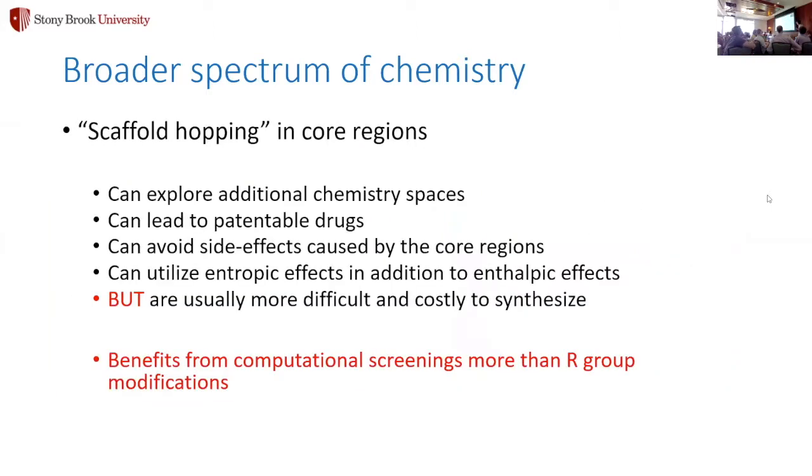Actually, scaffold hopping can do a lot of things and is very important in drug design. It allows more chemistry space, a patentable drug, and avoiding side effects. And one more thing I like is that it allows people to utilize entropy in addition to enthalpy. But these are very hard to synthesize, so they need computational prediction more than those R group modification compounds.